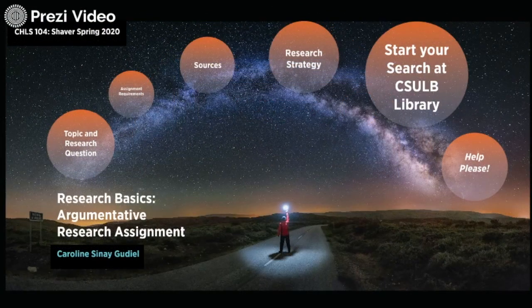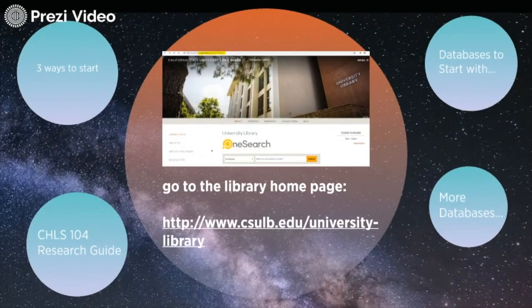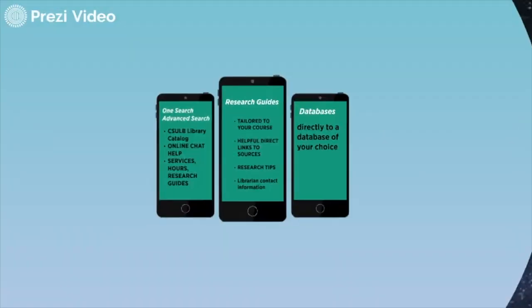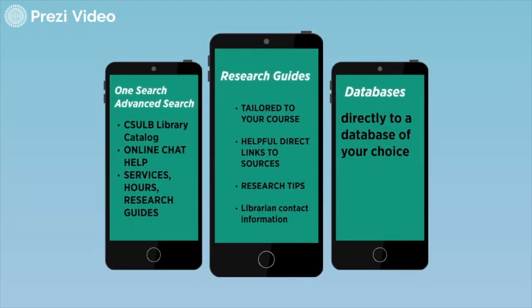So far you've learned about the different types of information sources out there and some useful research strategy tips you can use to query a database. So let's go start your search at the CSULB library website. If you knew the address, go there now. If not, the address is www.csulb.edu/university-library.